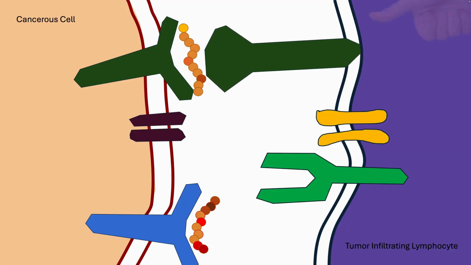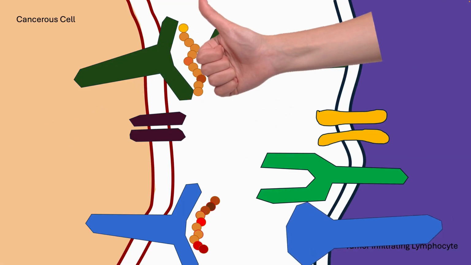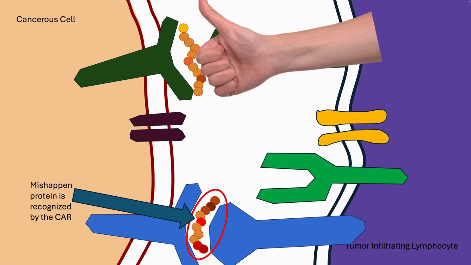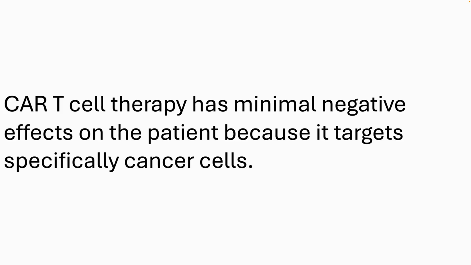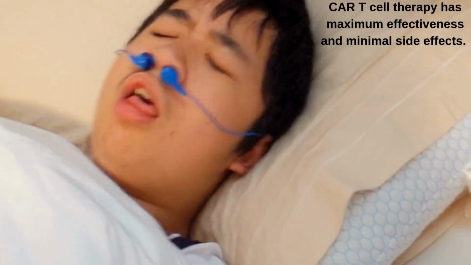Now when we return to the scenario of the cancer cell, the normal antigen receptor does nothing, but our new chimeric antigen receptor is able to identify the cancer cell, and the T cell floods the cancer cell with toxins and kills it. CAR T-cell therapy has minimal negative effects on the patient because it targets specifically the cancer cell. Immunotherapy?